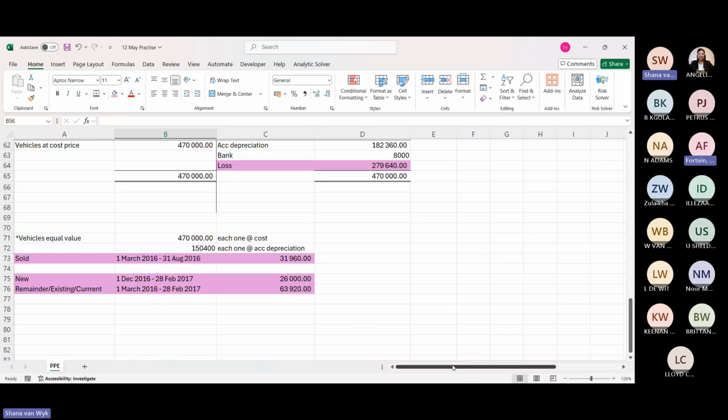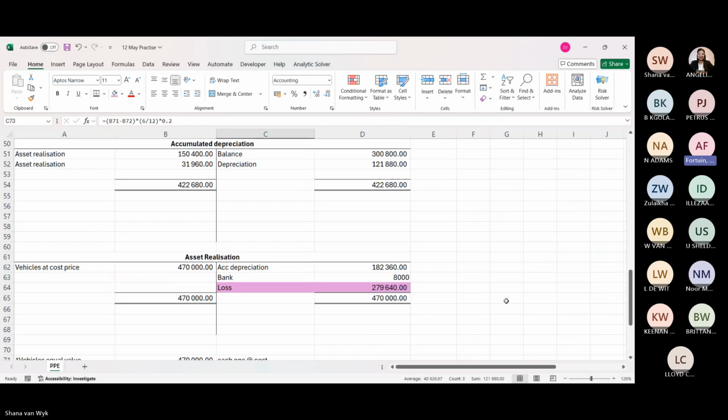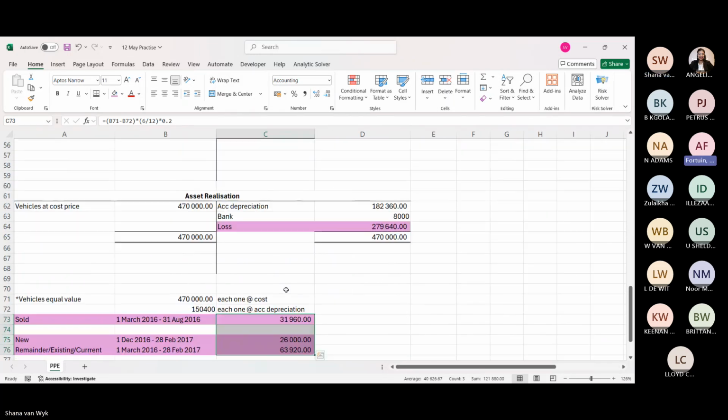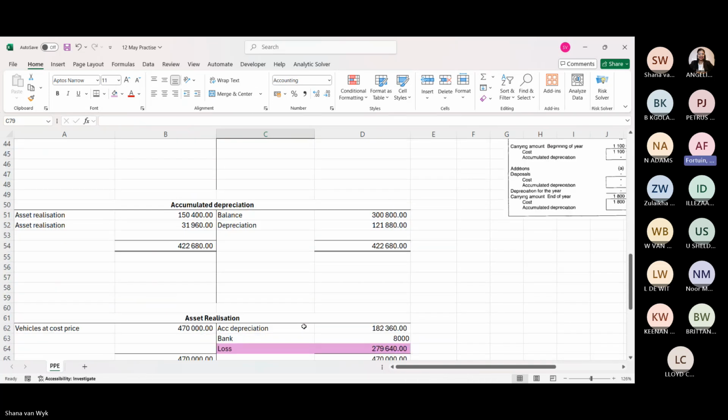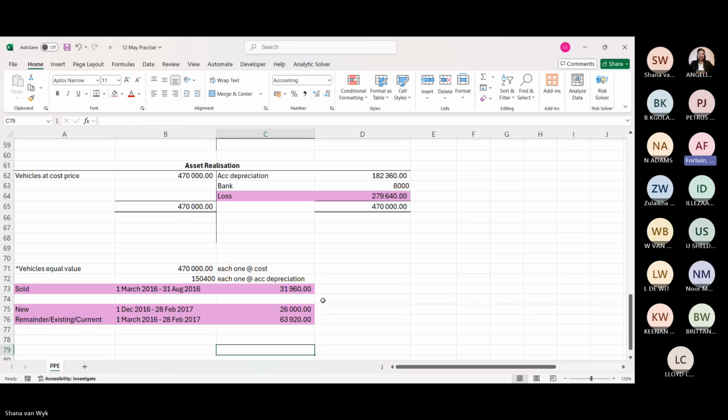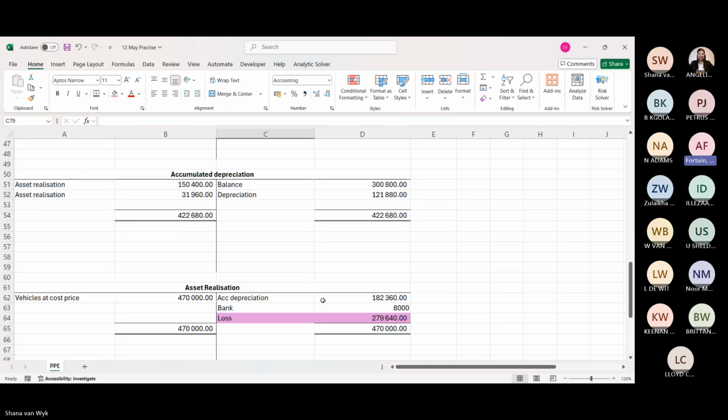Is there in your account? Okay. So the accumulated depreciation was the 300,800, yes, and then your 121,880 there. Just highlight it or just put it there. Right? Then you're gonna minus the 182,360 in the realization account. And that will give you 240.